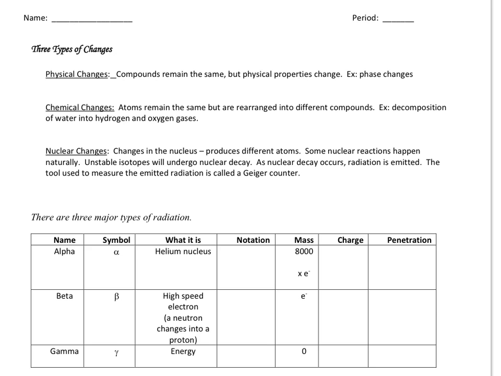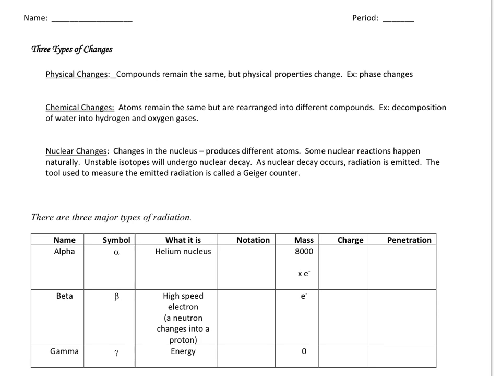Today we're going to talk about chapter 25, nuclear changes. So please flip in your packet to this page where it says 3 types of changes. So in general we have 3 types of changes. We have physical changes, chemical changes, and nuclear changes.